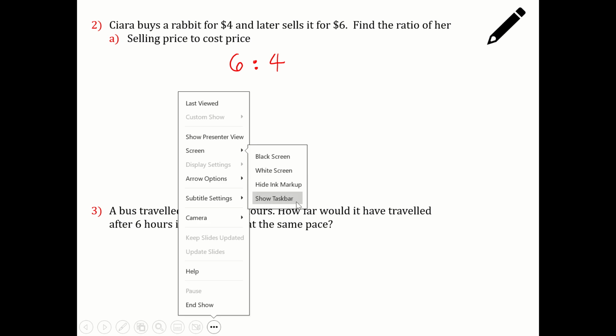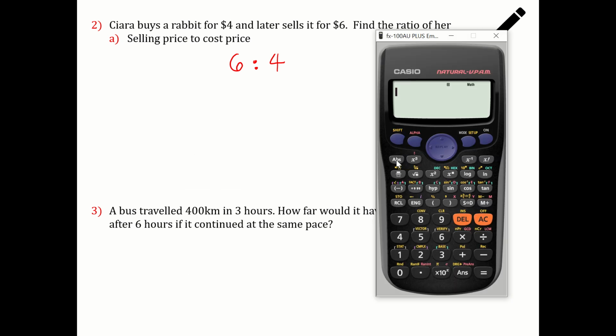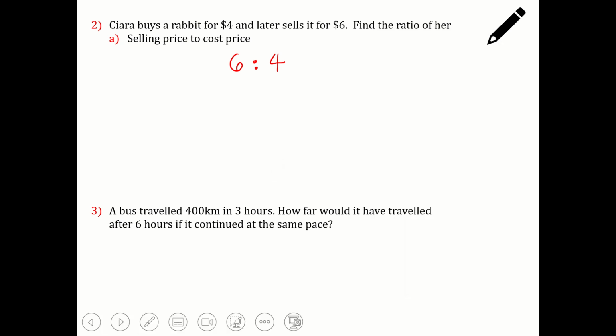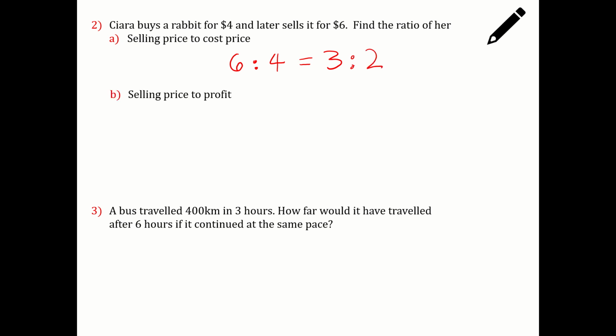So remember, to simplify a ratio, you put it into your calculator as a fraction. So it would be 6 over 4, and when I press equals, I get 3 over 2. So we need to make sure that we simplify that ratio and rewrite 3 to 2. Okay, always simplify your ratios.